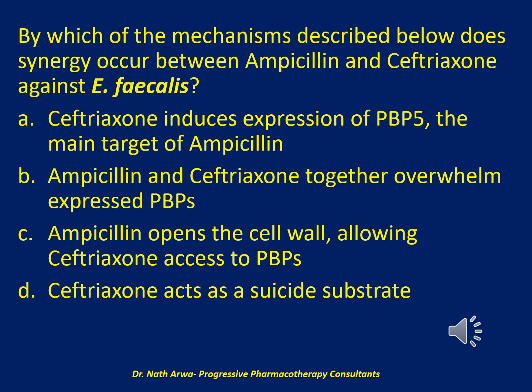And the next question reads, by which of the mechanisms described below does synergy occur between ampicillin and ceftriaxone against E. faecalis? Is it A. Ceftriaxone induces expression of PBP5, the main target of ampicillin? Or B. Ampicillin and ceftriaxone together overwhelm expressed PBPs? Or C. Ampicillin opens the cell wall, allowing ceftriaxone access to PBPs? Or is it D. Ceftriaxone acts as a suicide substrate? I will give you a few seconds to choose the correct answer to this question from the listed options.